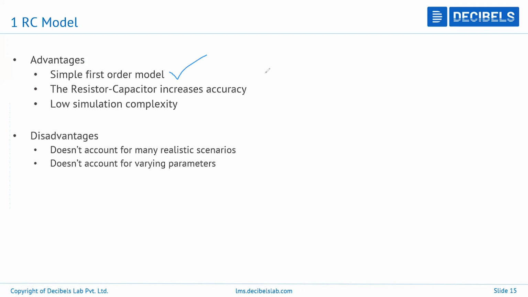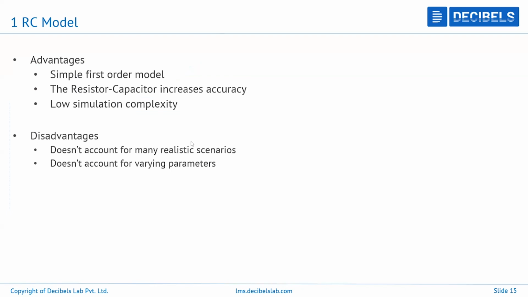Because we have a change in voltage, here it is considering the change in voltage. So the resistor capacitor model captures the dynamics during the cell voltage response. And even though it is representing more accuracy, it still has relatively low simulation complexity. Of course, it is not lower than RINT, it is higher than RINT, but relatively it is still considerably low. We will see in the upcoming few slides why this is much lower.